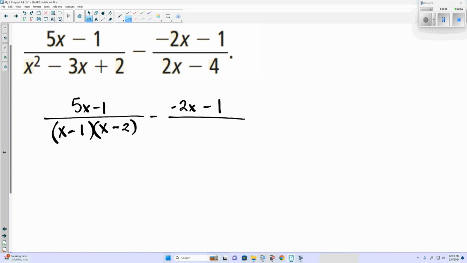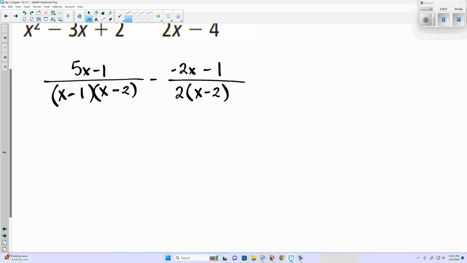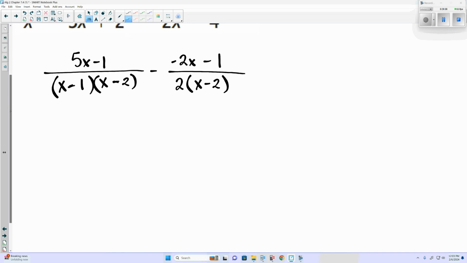Our next one we're going to factor is 2x minus 4. Well, 2x and 4 have a greatest common factor of 2. And if we factor 2 out of 2x, we get x. When we factor 2 out of 4, we get 2. And we get this here.